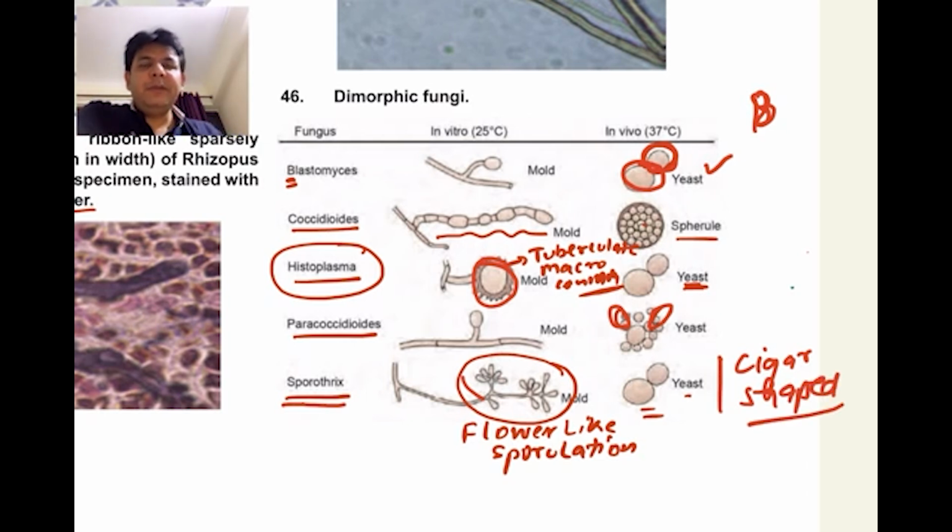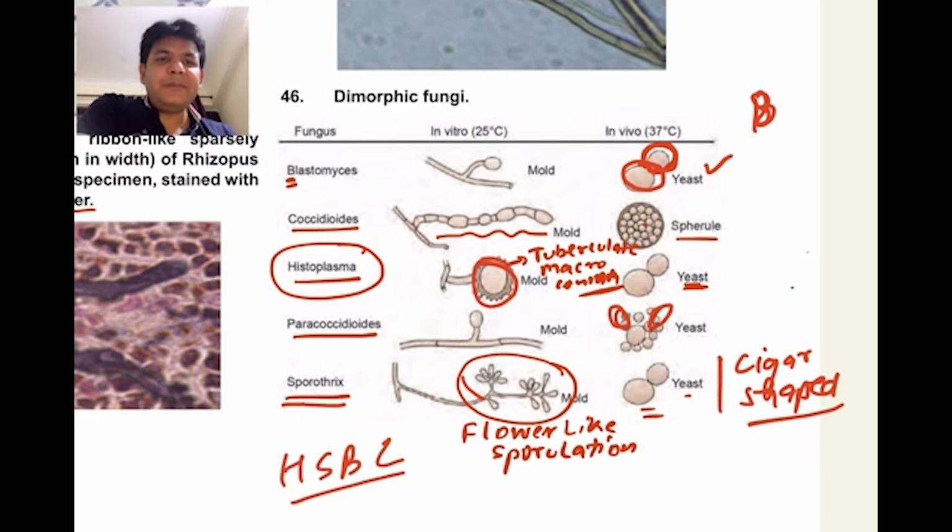And if you remember, we have given a mnemonic for this, HSBC. Okay, that is a bank. Histoplasmosis, sporotrichosis, blastomycosis, coccidioidomycosis, paracoccidioidomycosis, and one is penicilliosis. These are the dimorphic fungi. Okay, so this much in virology and fungi is what you need to focus upon in the exam.